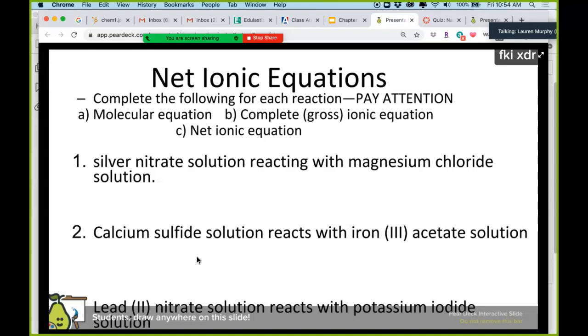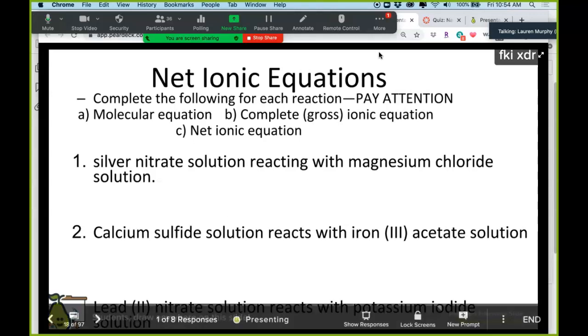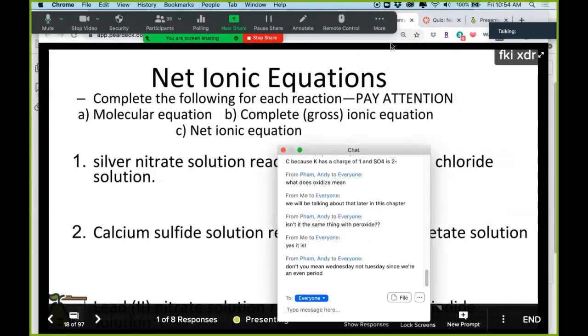Again, everything that we have done today, like all this new stuff, is not on your test. It is not on your test. This is chapter 4 material. We are doing chapters 1 through 3. Okay? So here we go. Net ionic equations. Let's see. It looks like I have something in the chat, maybe a question.